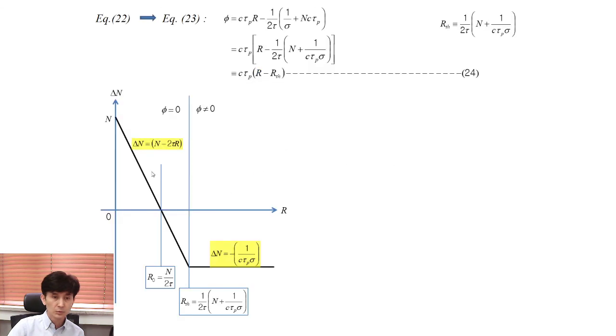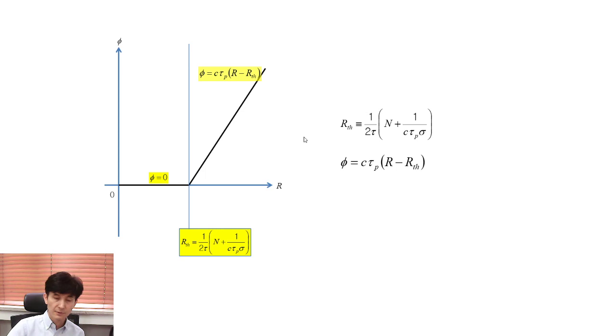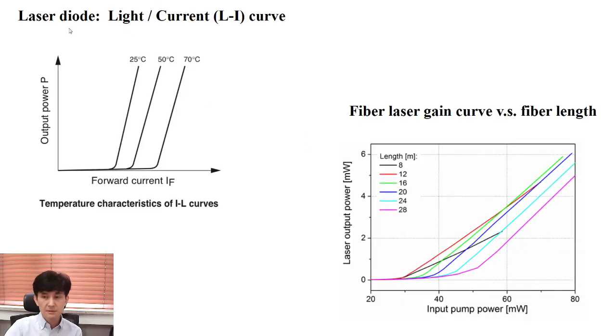So these two are the important characteristics of a laser as a function of the pumping rate: delta n as a function of pumping rate, and phi as a function of pumping rate. These are examples you can find in literature.